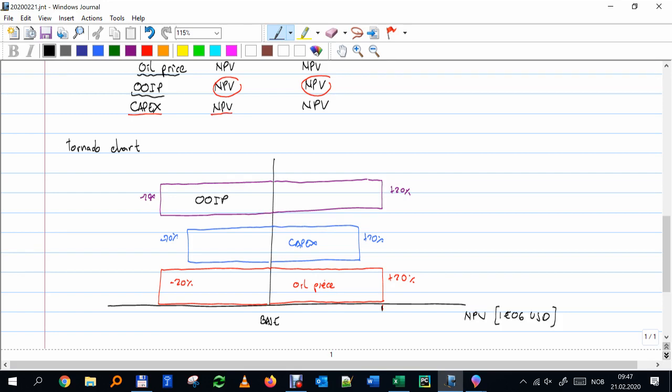OIP, for example. So depending on where the zero is, if the zero, for example, is here, NPV 0, what can you say about this project? That it is not so robust, right?